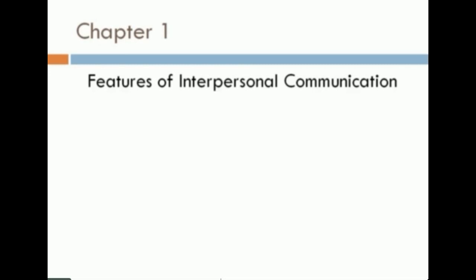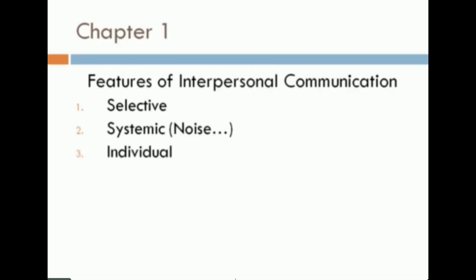Okay, so then we talk about features of interpersonal communication. The first is that it's selective. That means people pick and choose who they're going to communicate with and who they're going to share information with. Systemic, and that's what we were talking about before with those transactional models, is that everything in the system affects the communication. So things like culture, environment, the relationship status, things like that. And we're going to talk about noise, which is part of the system, on the next slide.